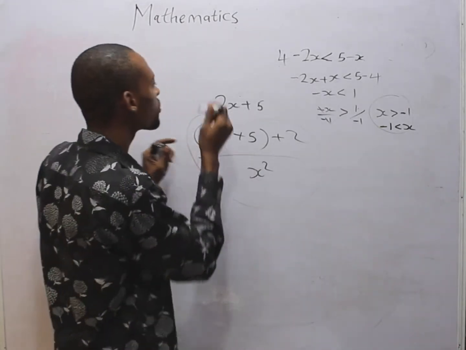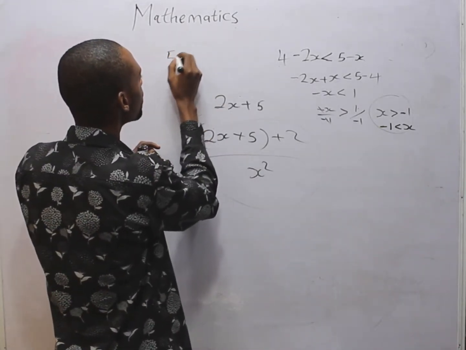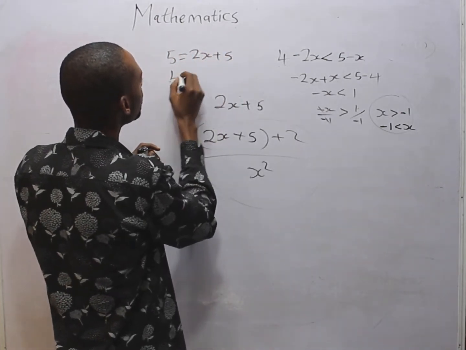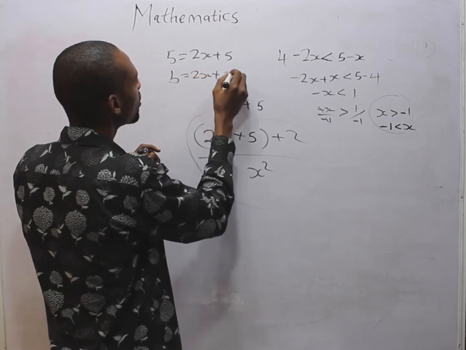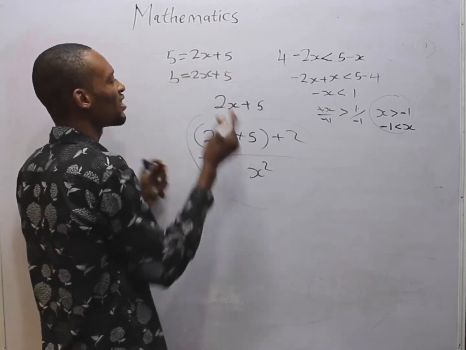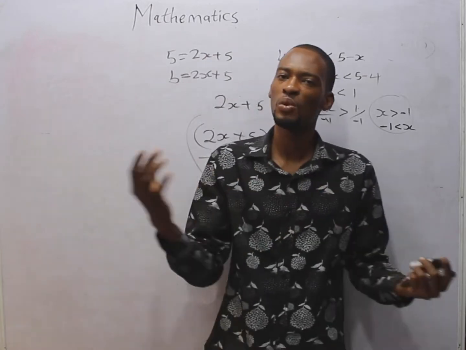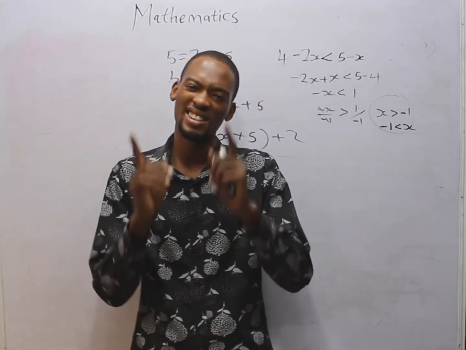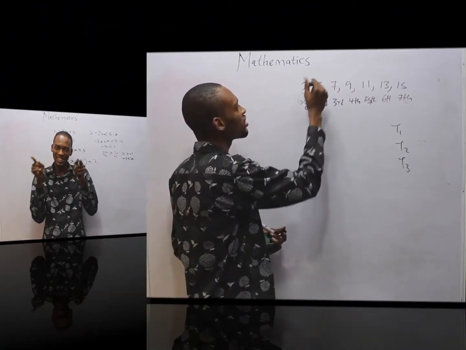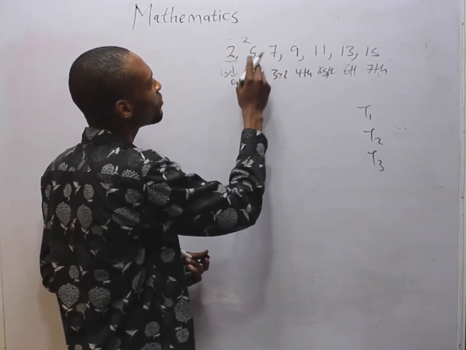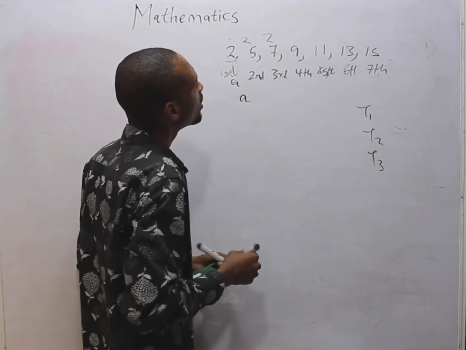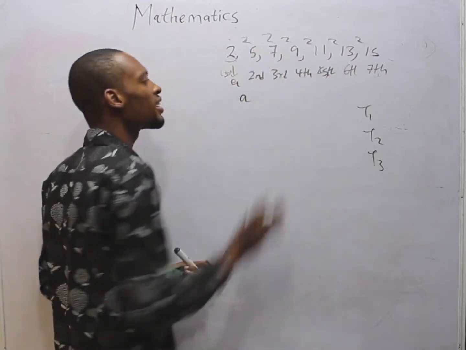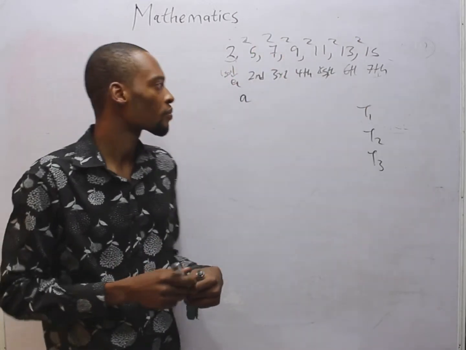But immediately this one becomes b is equals 2s plus 5. So long as there is an equality sign joining them, it becomes an equation. That is the difference between equation and expression. 5 minus 3 is 2. 7 minus 5 is 2. 9 minus 7 is 2. 2, 2, 2. So this is now the correct format of AP.